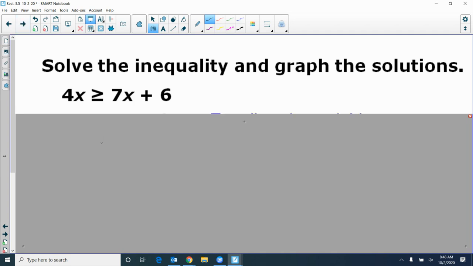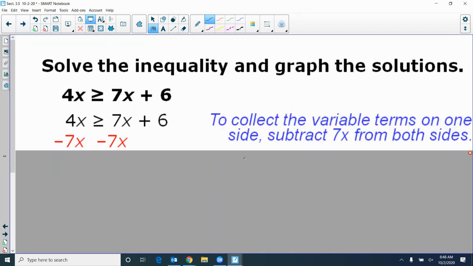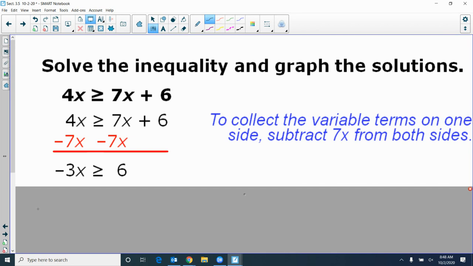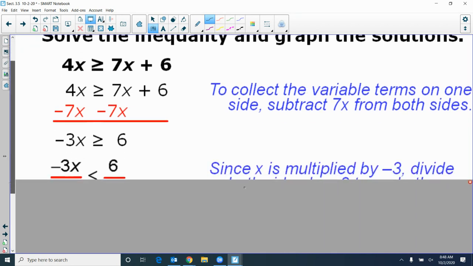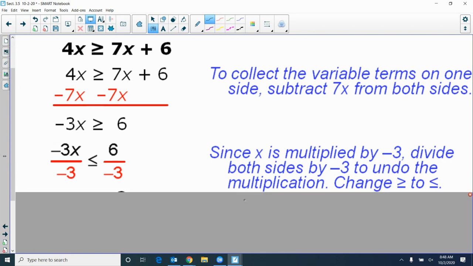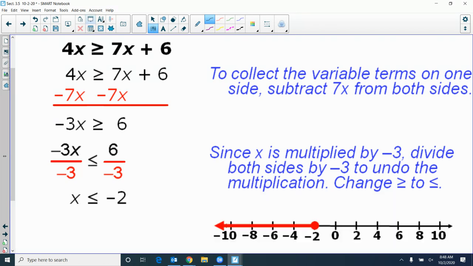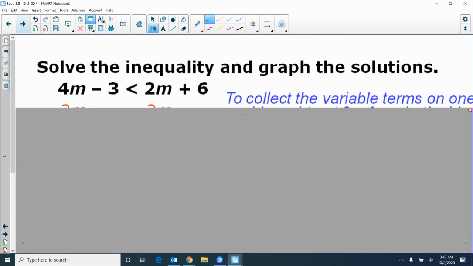I then move the 7. Don't clear out a side. Get all your x's together first. Don't worry about the constants. Now when we do that, this is negative 3x is greater than or equal to 6. The old rules apply. If I divide by a negative, what must I do to the inequality sign? I must flip it. So this one gets flipped from greater than or equal to less than or equal to. I get x is less than or equal to negative 2. Don't clear out a side. So you wouldn't want to move that 4x because I guarantee you'll end up making a mistake.